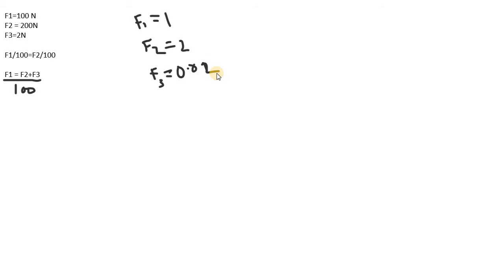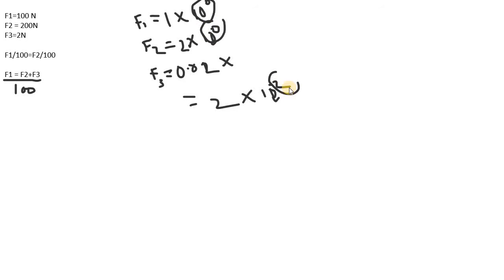Now you can write F1 as 1 into 10 to the power 0, F2 as 2 into 10 to the power 0, and F3, which is 0.02, as 2 into 10 to the power minus 2. Look at the difference between the exponents. The bases are the same, but the exponents are different: 0, 0, and minus 2.